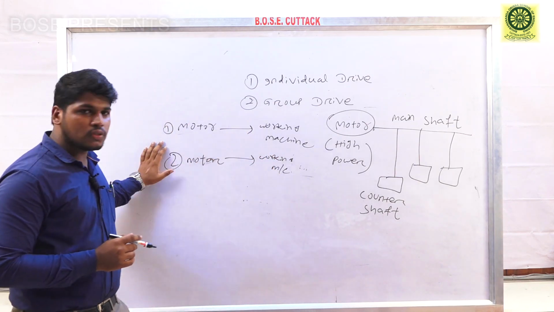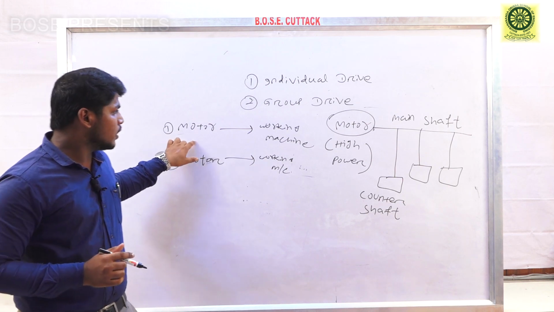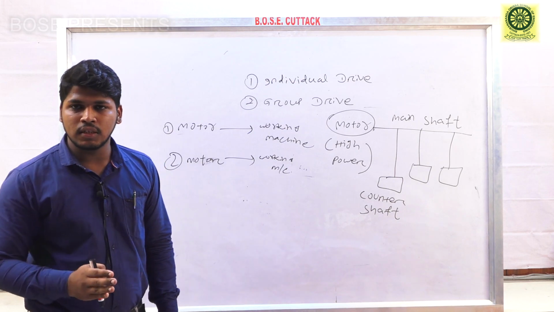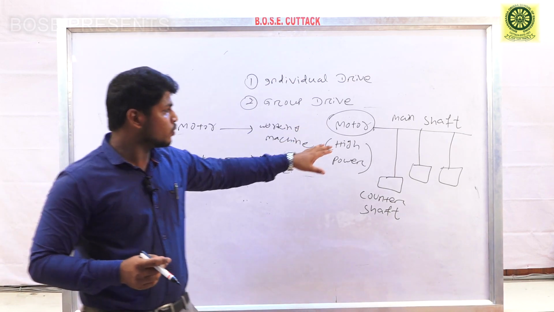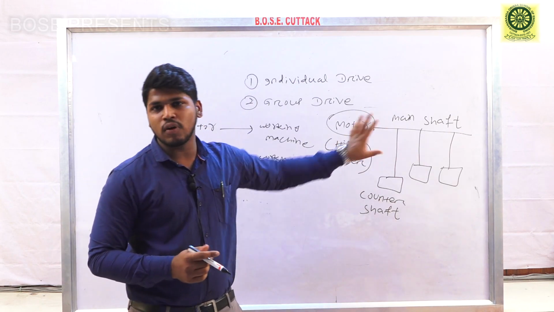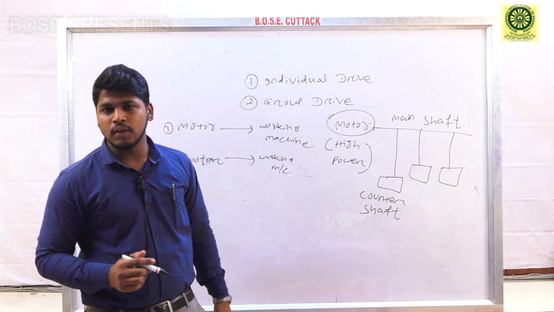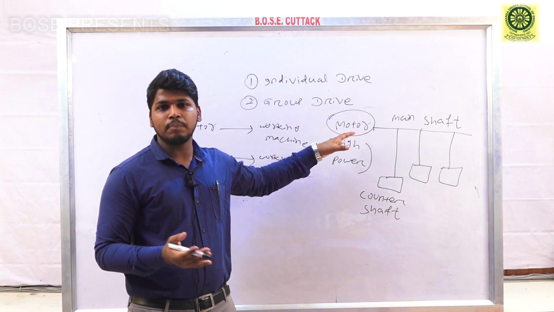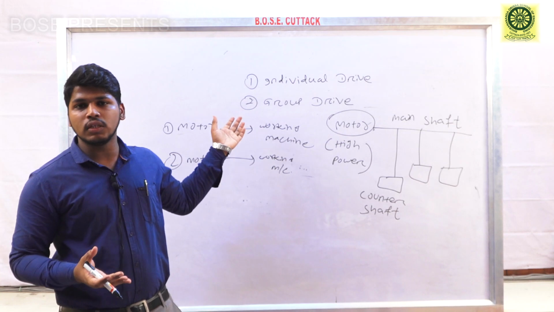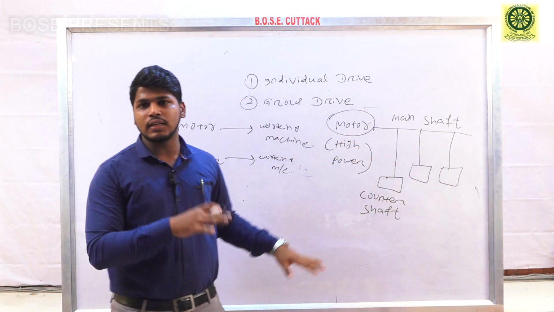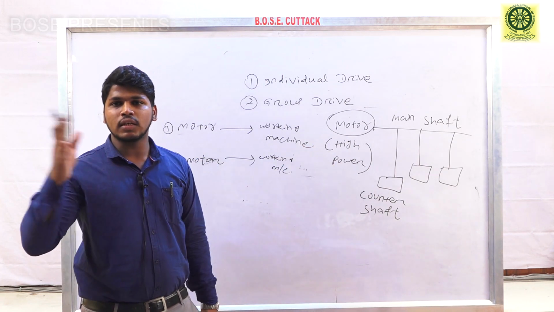Then in case of individual drive, as a single motor is operating a single work, the power loss is less. But in case of group drive, suppose a motor is meant for 10 works, but at a time 4 working machines are running and 6 working machines are stopped. Then the power loss will be more as compared to the individual drive, as it is meant for 10 working machines, but at a time 4 are working and 6 are stopped.